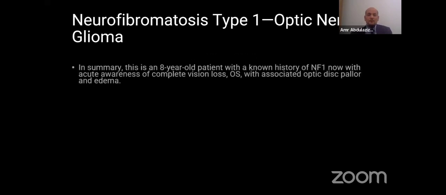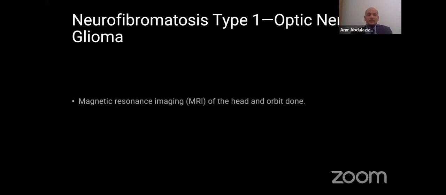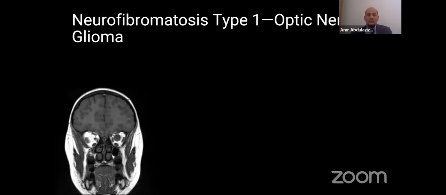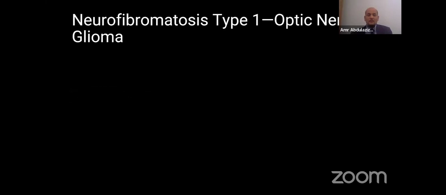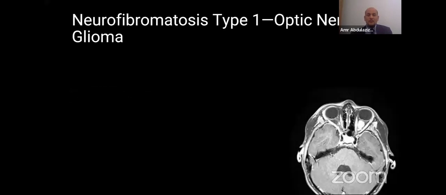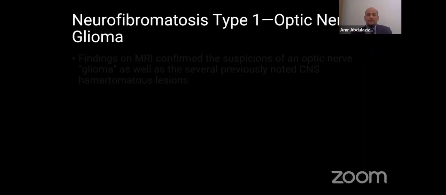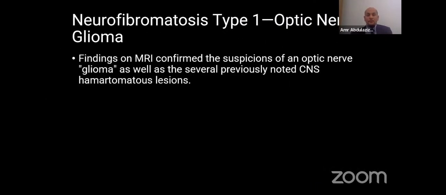So, the clinical course of the case: MRI of the head and orbit was done, and well-circumscribed fusiform enlargement of the left optic nerve was revealed. These are pictures of the MRI showing the fusiform tumor in the optic nerve of the left eye. Findings on MRI confirmed the suspicion of an optic nerve glioma.